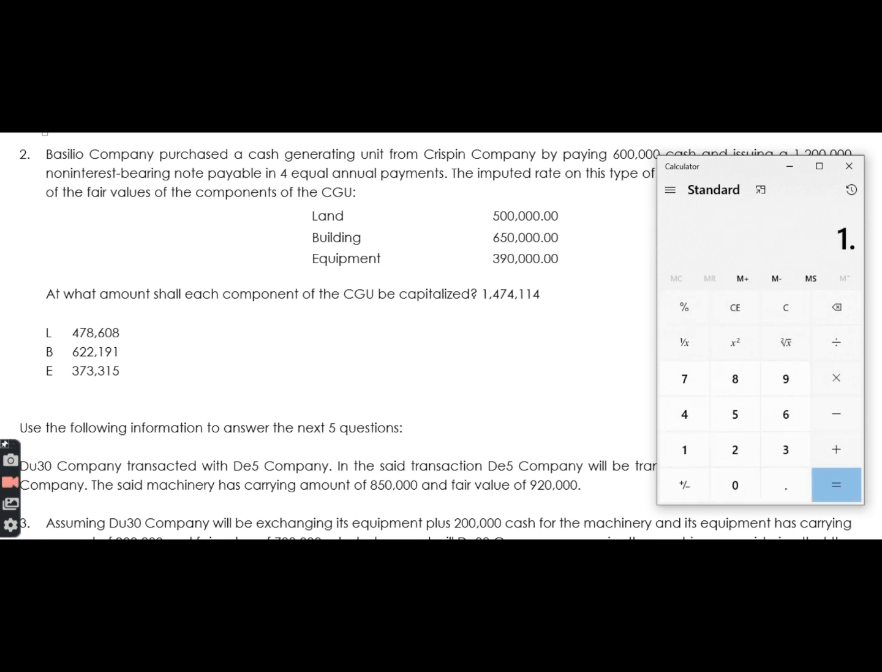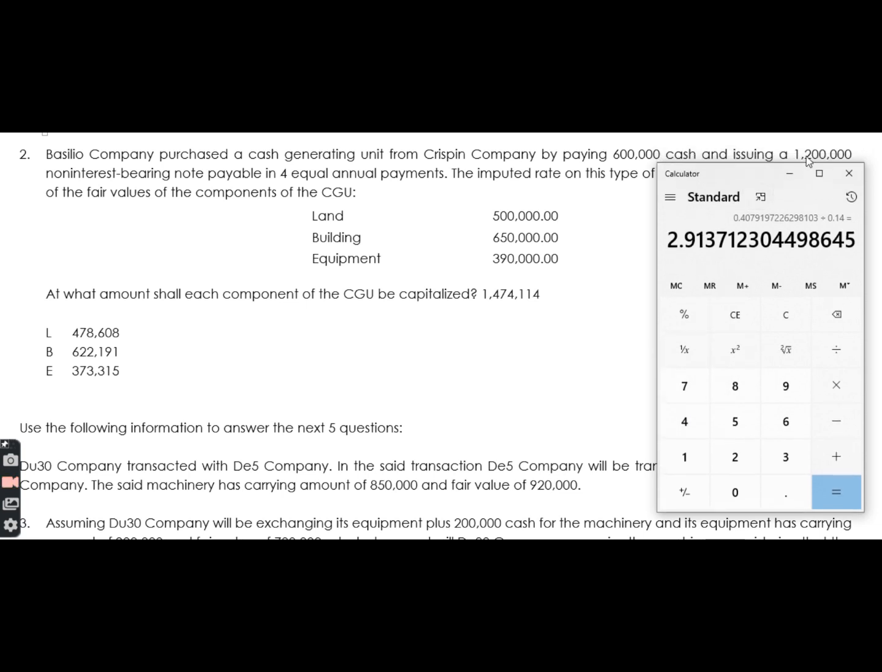Okay, this is going to be 1.14, divide, enter. So hindi pa yan yung first period, 4 periods tayo, 1, 2, 3, 4. Tapos an ordinary annuity, so ang gagawin ko, M plus muna natin to. Tapos 1 minus memory recall, equal sign. Tapos i-divide natin ng 0.14. So ito na yung ating present value factor doon sa 1, 2 na babayaran in 4 equal annual payments.